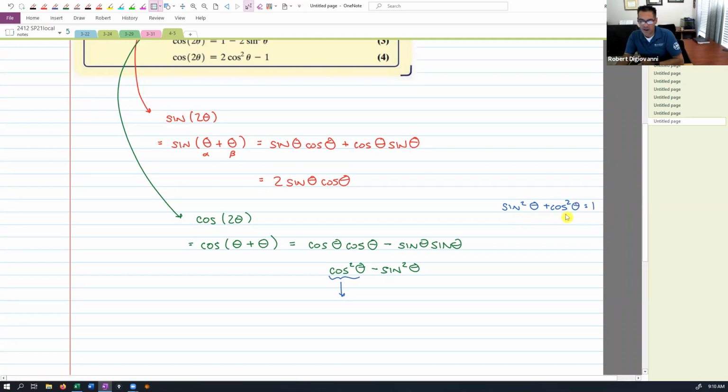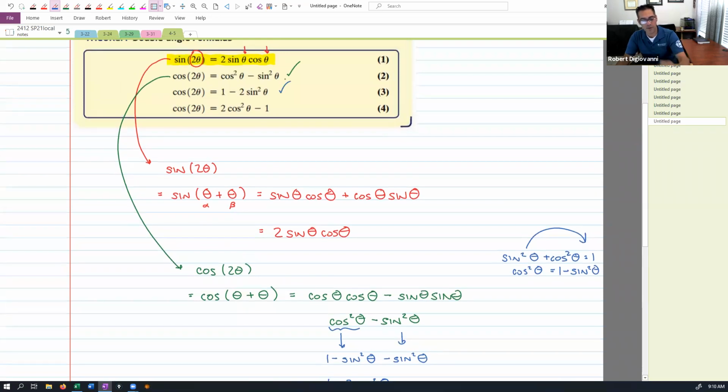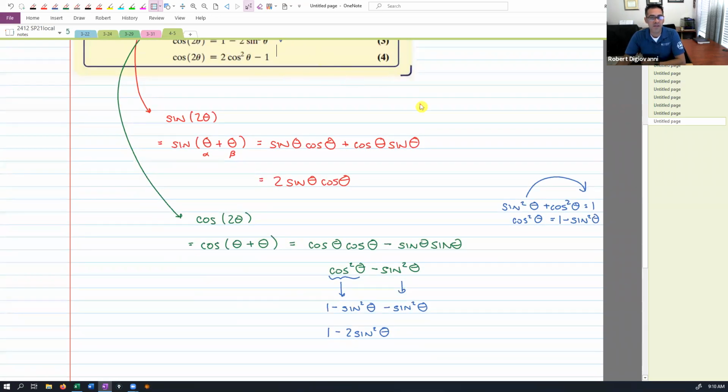Using this identity here, if I solve it for cosine squared and move the sine squared to the other side, I get cosine squared theta equals 1 minus sine squared theta. And so if I replace cosine squared theta with 1 minus sine squared theta, and I already had a minus sine squared theta, then when I put these two together, I have 2 of the sine squared thetas. And so you can see where the second formula comes from. Does that make sense?